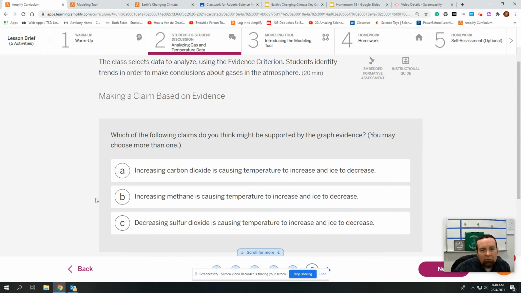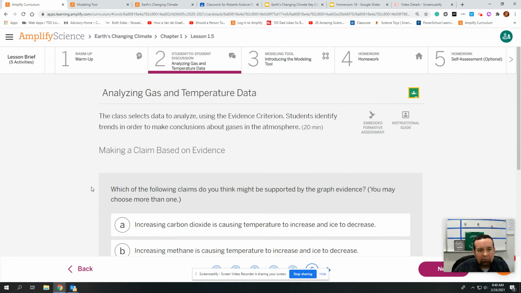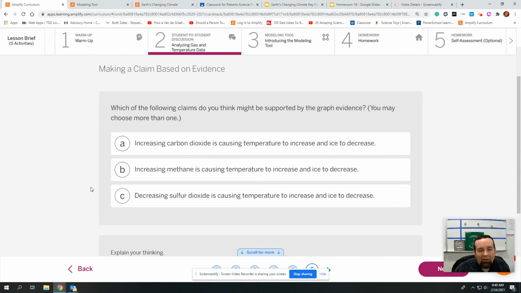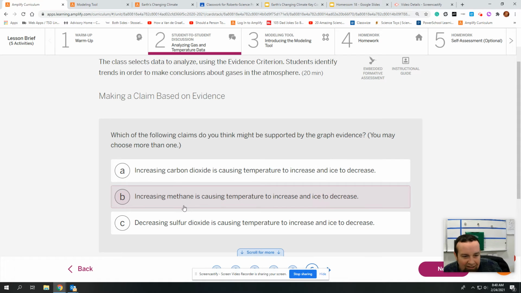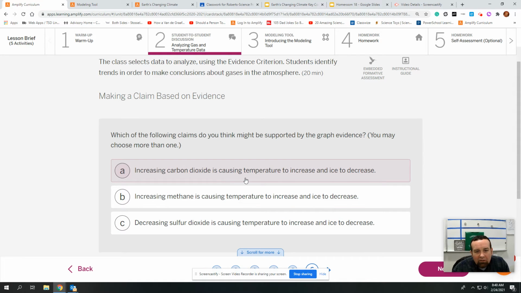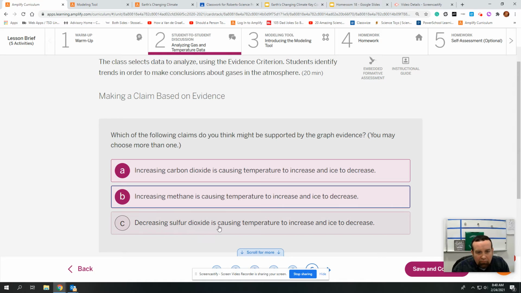Which of the following claims do you think might be supported by the graph evidence? You may choose more than one. Let's look at the graph. Oh, wait, the graph evidence are all the ones we just looked at. Okay, I'll figure it out with you guys. How about that? So increased carbon dioxide is causing temperature to increase and ice to decrease. Yeah. Increasing methane is causing temperature to increase and ice to decrease. Yep. Decreasing sulfur dioxide is causing temperature to increase and ice to decrease. No, we did not see that.